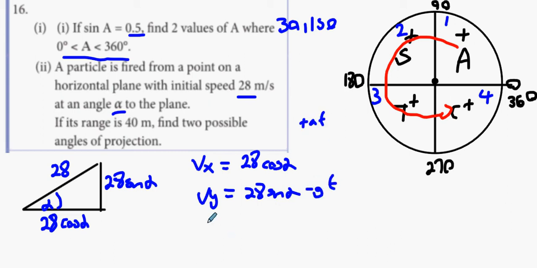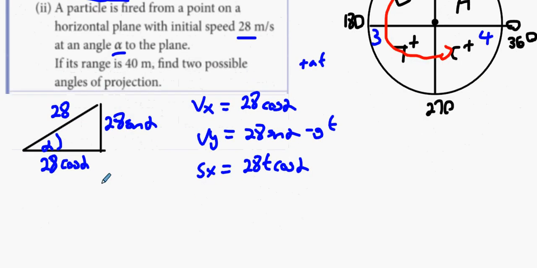Alright, sx, velocity multiplied by time. So multiply your vx by t, and what do you get? 28t cos alpha. Alright, the one after that then, sy, 28t sine alpha, and then what do you do with the gt? Half it and add on another t squared, right? Brilliant.